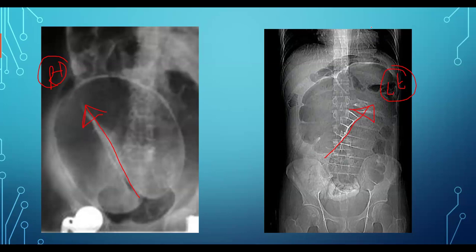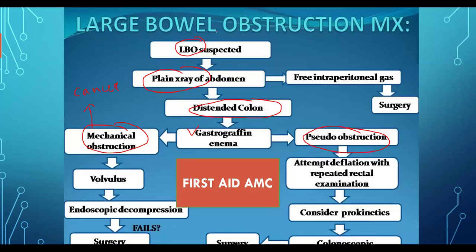This is important because if it is a volvulus, you need to know whether it is sigmoid or cecal. If it is sigmoid volvulus, the treatment is endoscopic decompression. So you decompress this volvulus or this abnormal kinking of the bowel by endoscopy. So endoscopic decompression is your first treatment, and if that fails, then surgery. If it is cecal volvulus, then you have to go directly to surgery because cecal volvulus usually will not be possible to decompress by endoscopy.